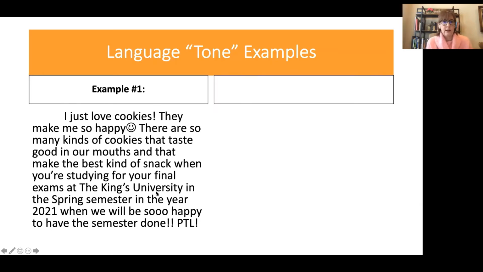So example 1, I'll read it out loud. I just love cookies. They make me so happy. There are so many kinds of cookies that taste good in our mouths that they make the best kind of snack when you're studying for your final exams at the King's University in the spring semester in the year 2021, when we will be so happy to have the semester done. See, I couldn't, PTL, hashtag PTL, whatever. That sentence was so long that I couldn't finish reading it with one breath. That's an example of what I would say is a circular kind of rambling sentence.